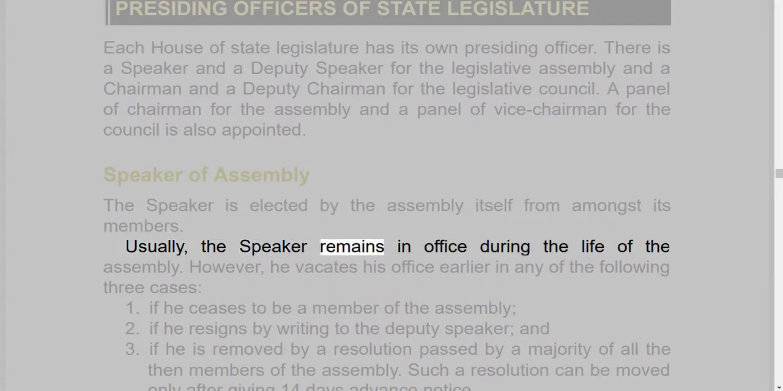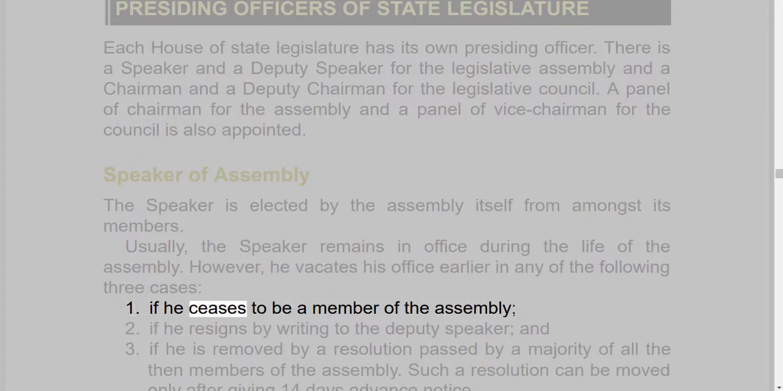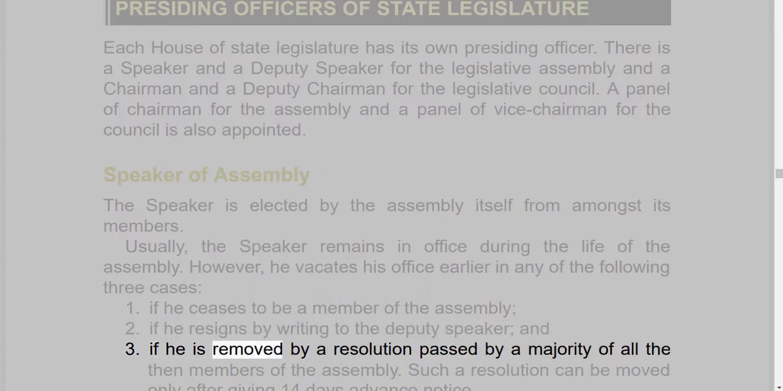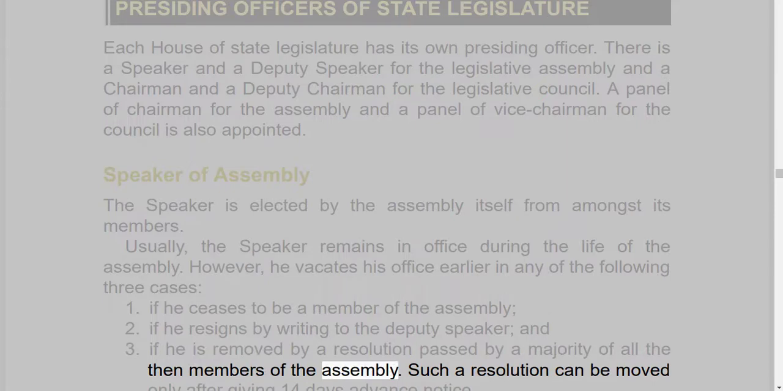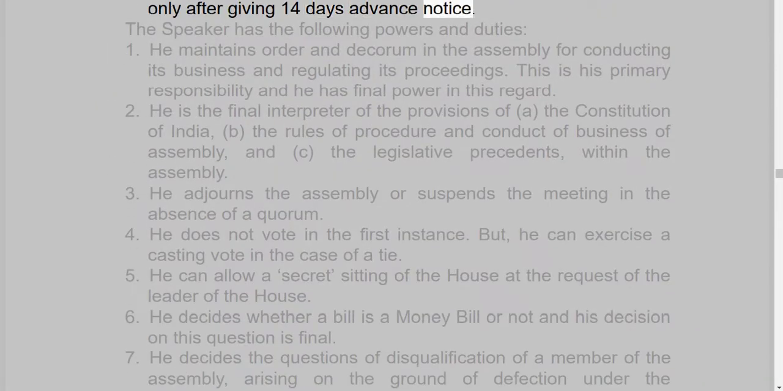Usually, the Speaker remains in office during the life of the Assembly. However, he vacates his office earlier in any of the following 3 cases. 1. If he ceases to be a member of the Assembly. 2. If he resigns by writing to the Deputy Speaker. And 3. If he is removed by a resolution passed by a majority of all the then members of the Assembly. Such a resolution can be moved only after giving 14 days advance notice.